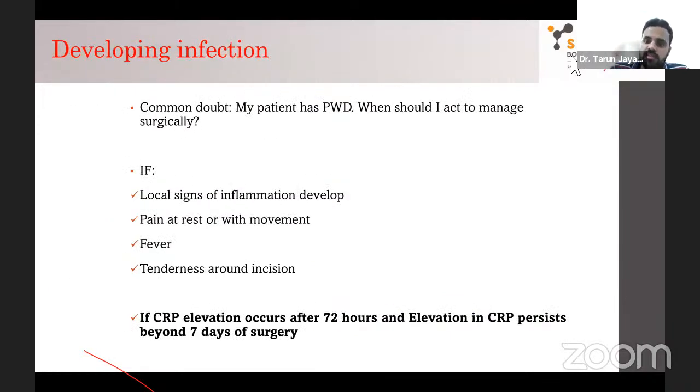So another main concern is, okay, now all these complications are there. So when do you say that your patient may be developing or may be going for a prosthetic joint infection? So if your patient has local signs of inflammation, pain at rest and with movement, fever, and tenderness around the incision site, and your lab values show elevated CRP for more than 72 hours and persisting beyond 7 days of surgery, then it is most likely that your patient is going to develop a prosthetic joint infection and you should intervene.